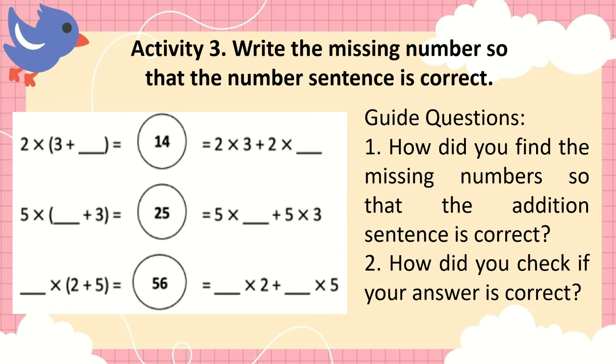For the guide questions, how did you find the missing numbers so that the addition sentence is correct? How did you check if your answer is correct?